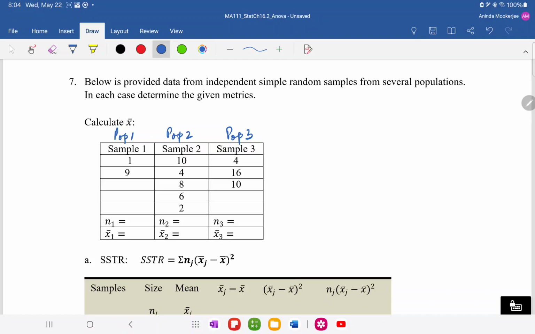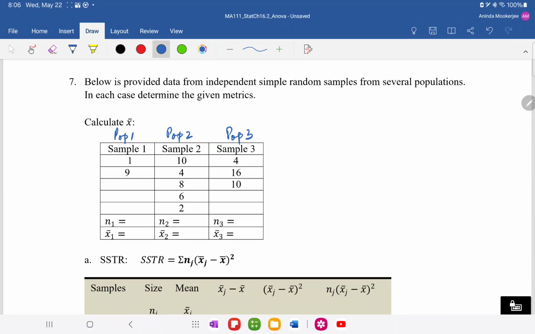All right, now the values given to us for sample 1, there are only 2 values, 1 and 9. For sample 2, it's 10, 4, 8, 6, 2. Therefore 5 values, and for sample 3 there are 3 values. So this is kind of a simple problem just for practice of calculating the F.